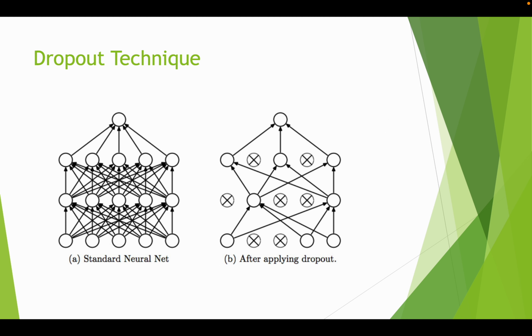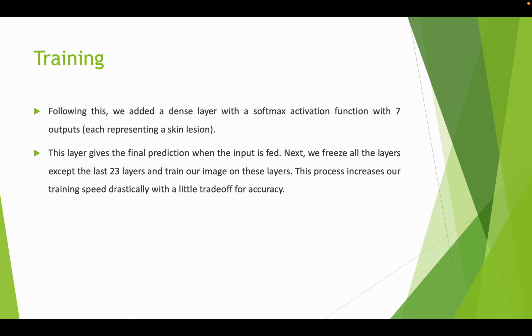An example of the dropout technique: you see that in a standard neural net, all the neurons in the input part are connected to the next layer of neurons. But after applying dropout, you can see that in each layer, some of the neurons are randomly avoided to avoid overfitting. This is called the dropout technique, which I've been using in the current project so as to make it much faster.